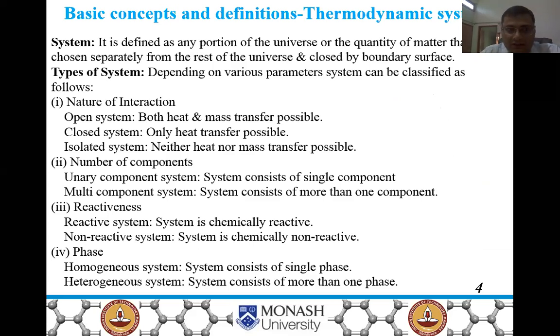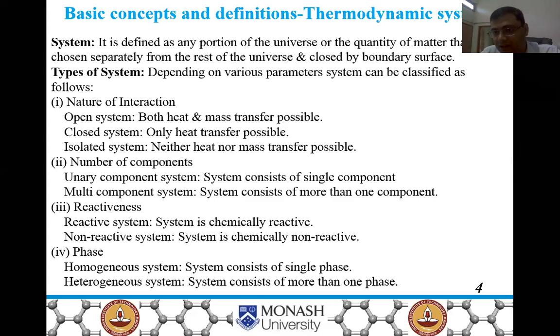Now, what are the definitions required to understand thermodynamics of metallurgical systems? So, what is a system first? It is defined as any portion of the universe or quantity of matter that is chosen separately from the rest of the universe and closed by a boundary surface. Now, what are the types of systems? Depending on various parameters, a system can be classified based on different things.